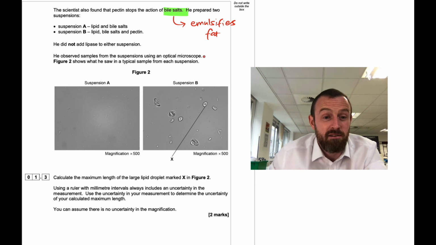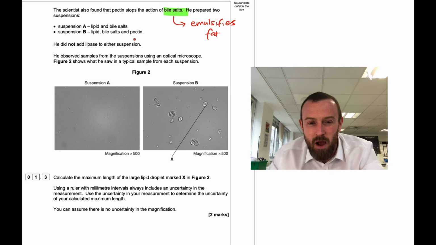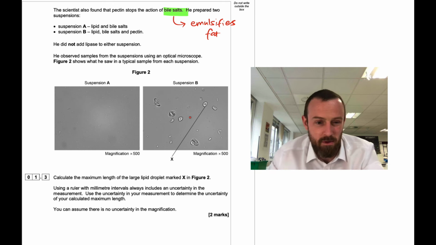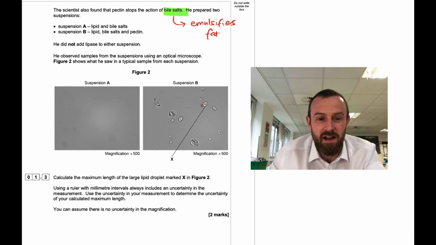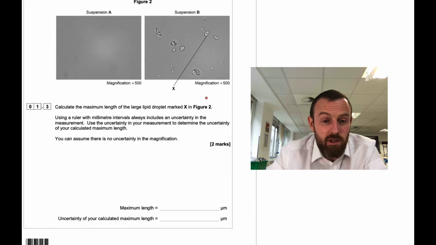So potentially it is the fact that the pectin is somehow interfering with the emulsification of the fat droplets in suspension B. Let's have a look at the next question.